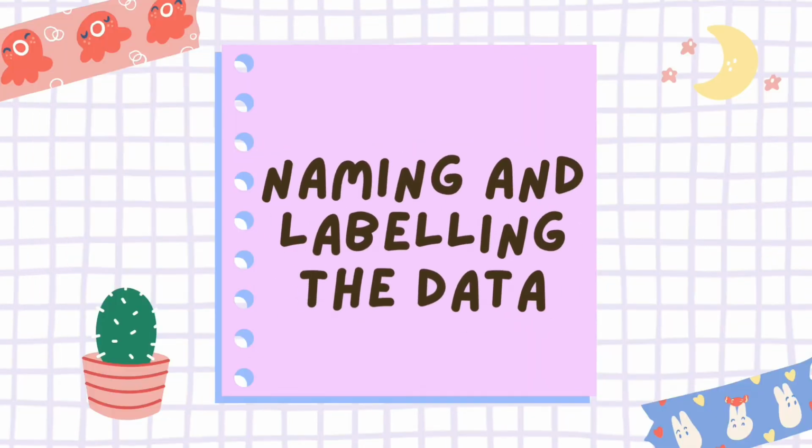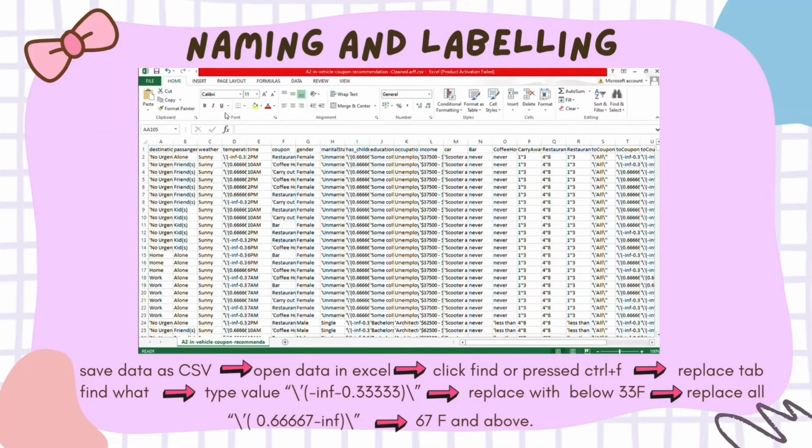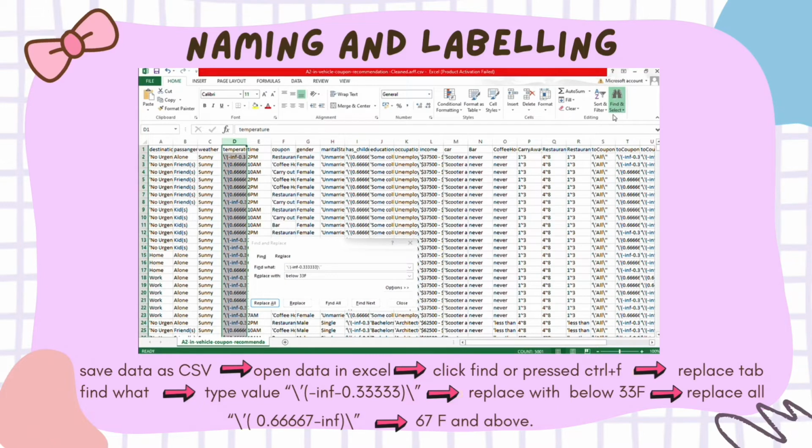After applying the discretization filter, we name and label the temperature attribute. First, we save the data as a CSV file. Next, open the data in Excel. Then click our temperature attribute at the D column. Click Find and Select, or simply press Ctrl F on the keyboard, and choose the Replace tab.